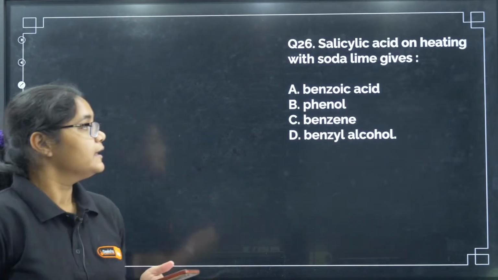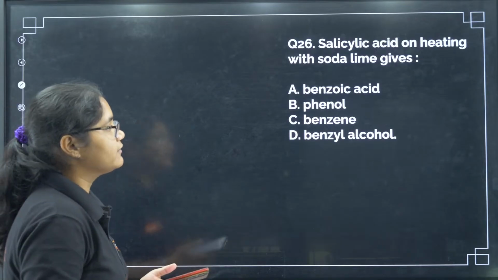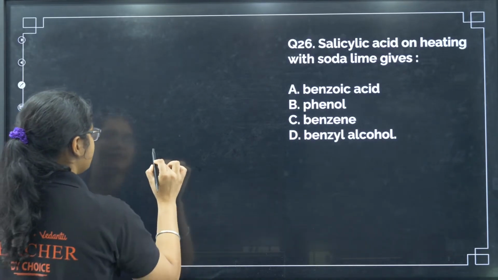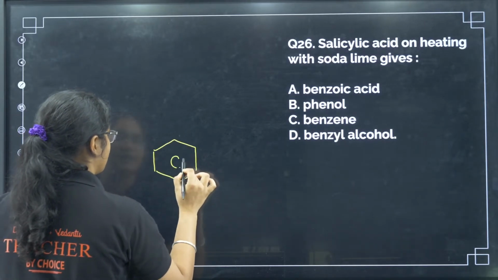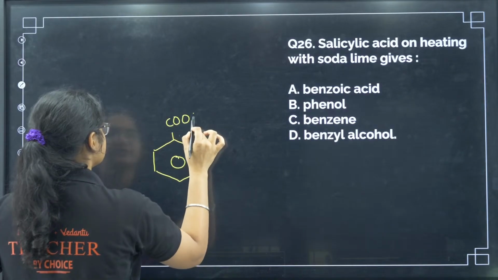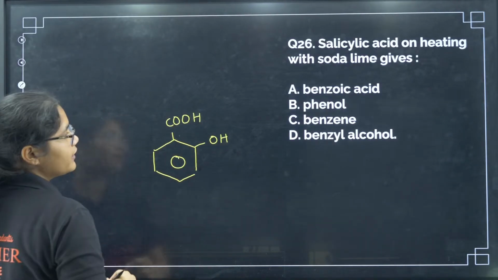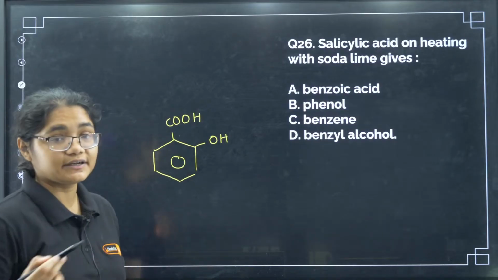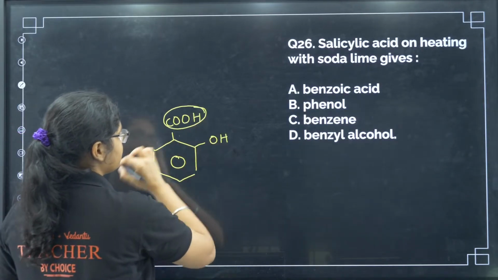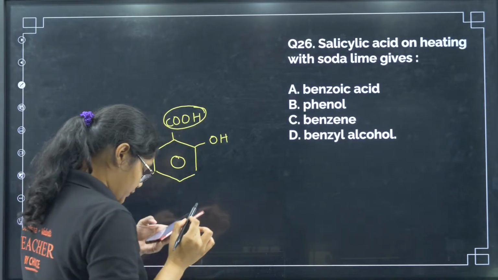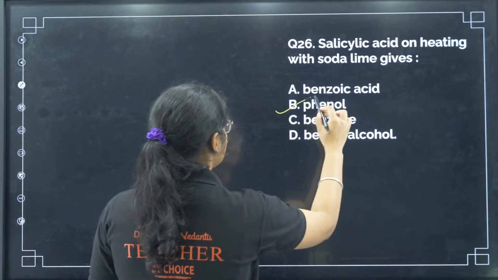Okay. Yes, salicylic acid on heating with soda lime gives what? So if you have salicylic acid like this, right? On heating with soda lime, that is a decarboxylation reaction. So the COOH group will go and we will be left with only phenol. So that is option number B.